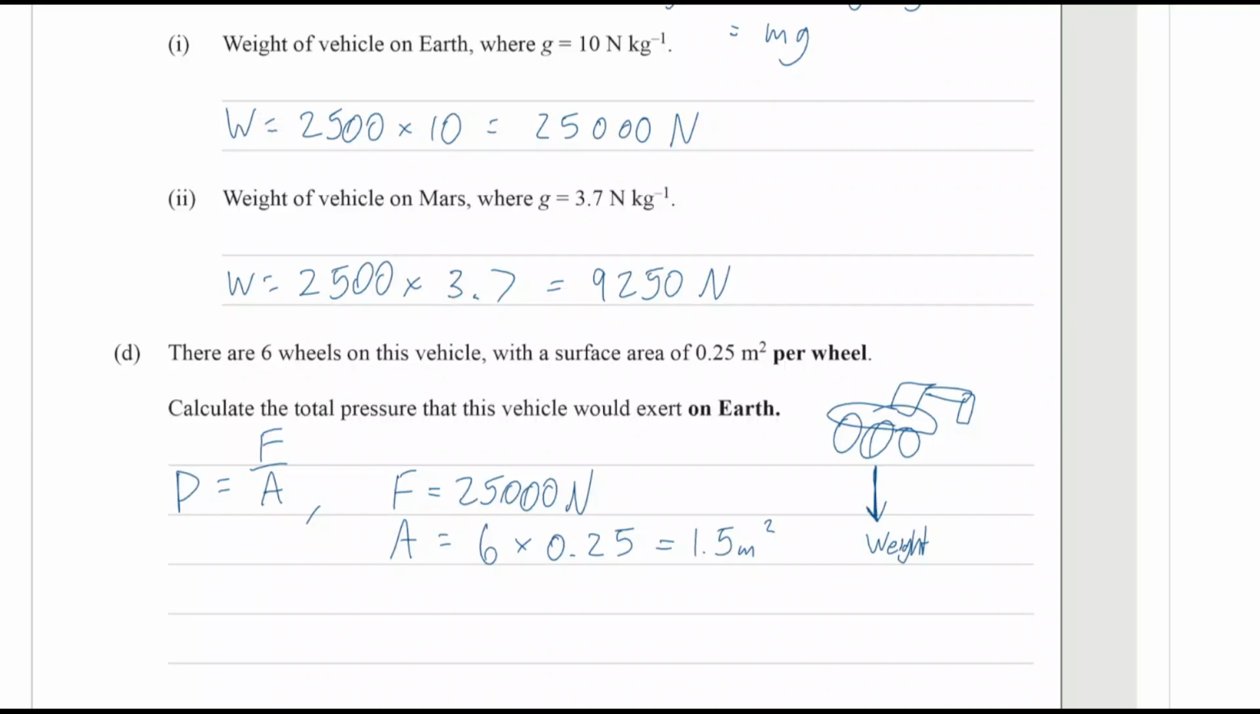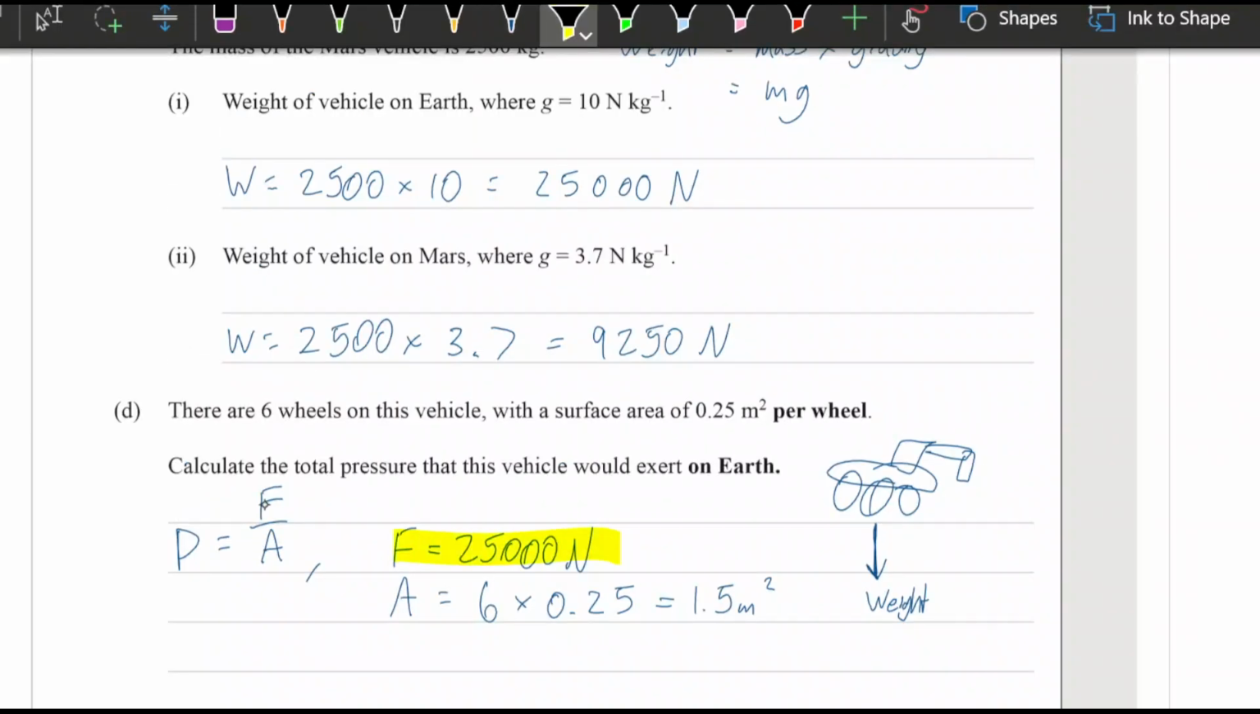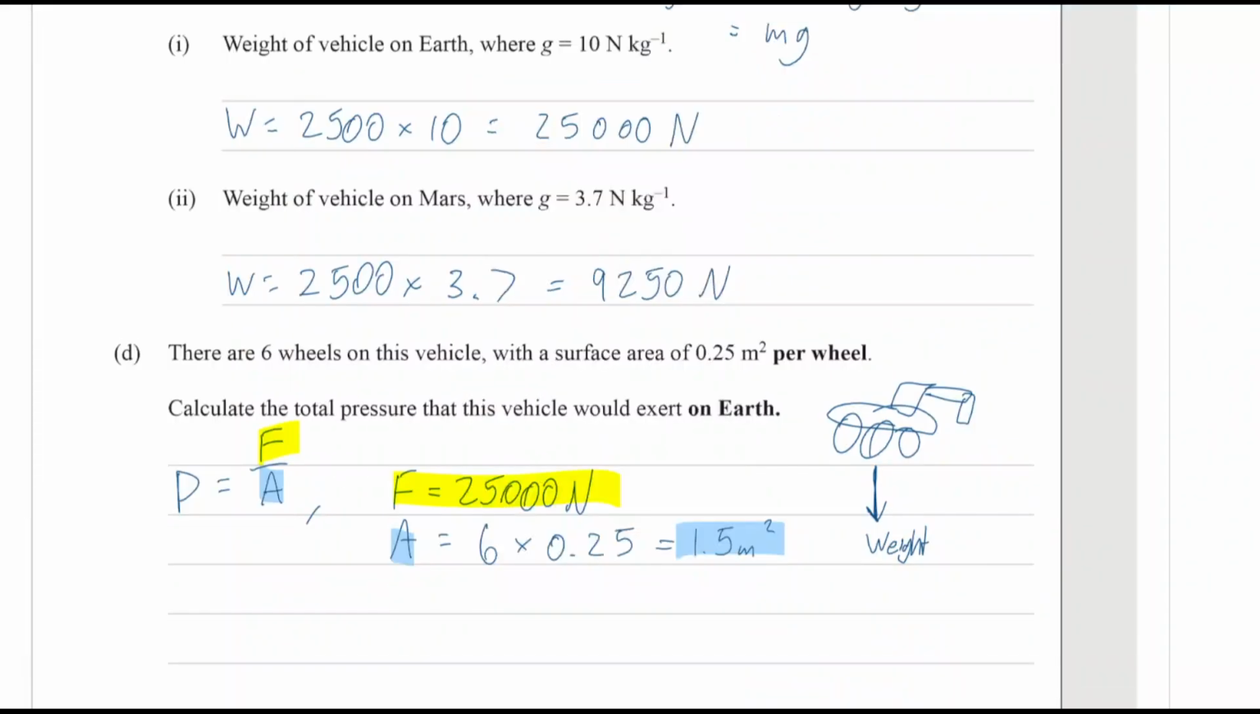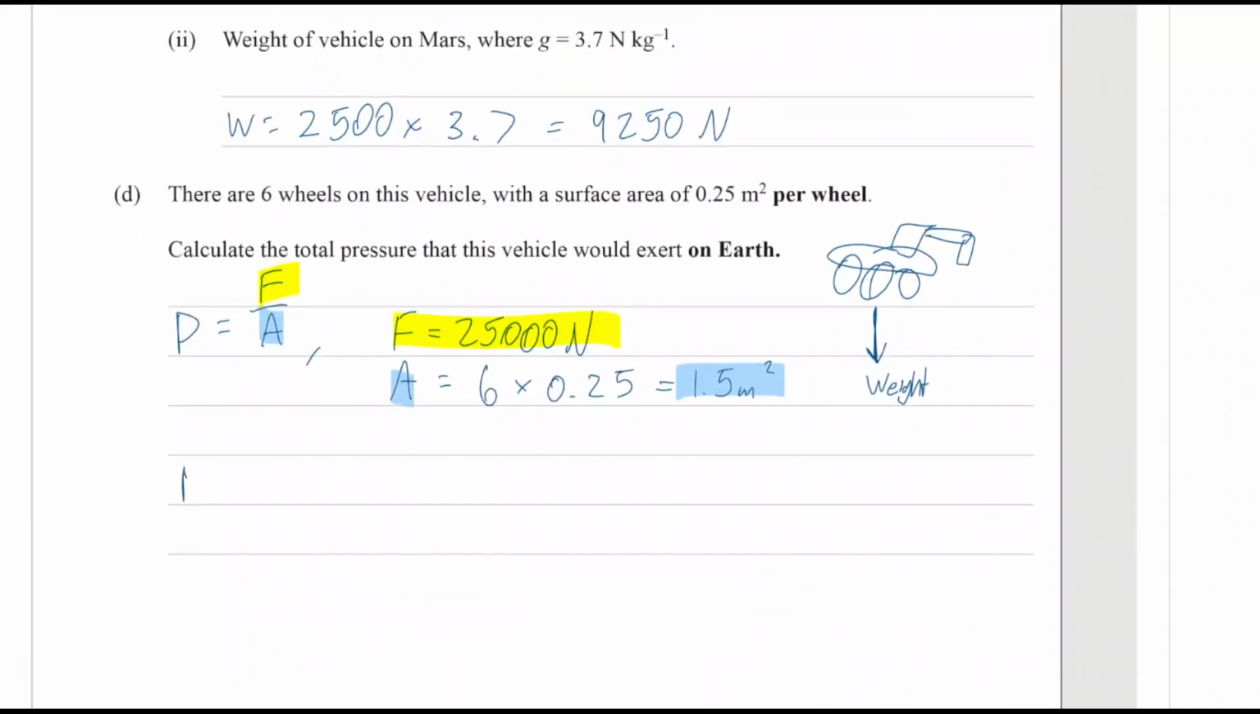And now we can substitute in our values. So for force and for area. And with that, we can then work out the pressure. So pressure equals the force divided by the area, which equals 16,667. And then the units for pressure, what are they? They could be newtons per meter squared, or more commonly, pascals.